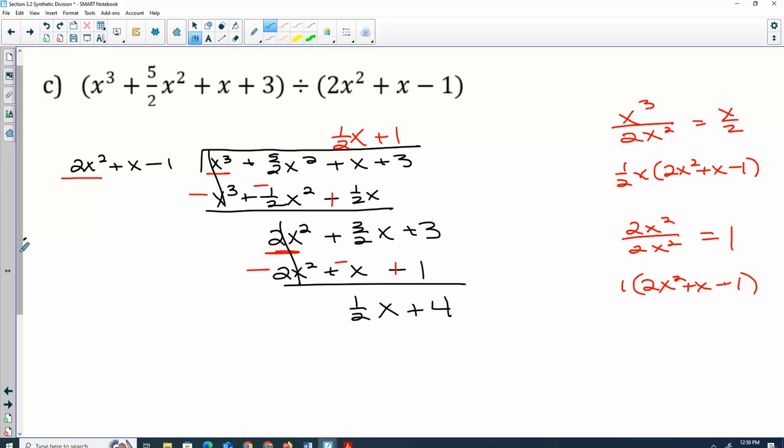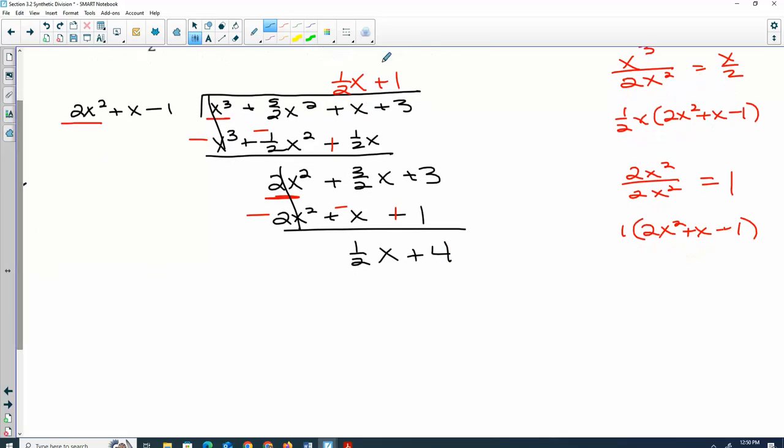Can I go any further? No, I already have my constant up here in my quotient. So this is just my remainder. So I have 1/2 x plus 1, plus 1/2 x plus 4, over the 2x squared plus x minus 1.